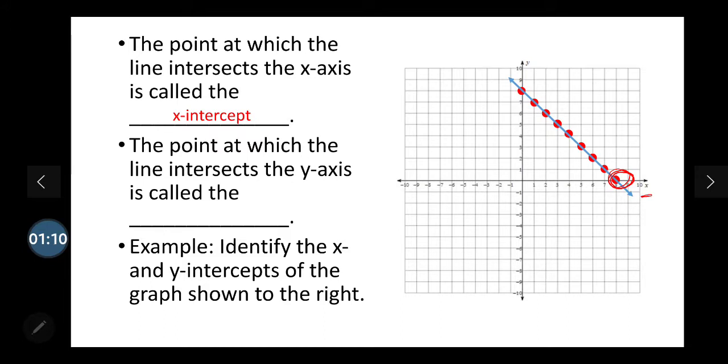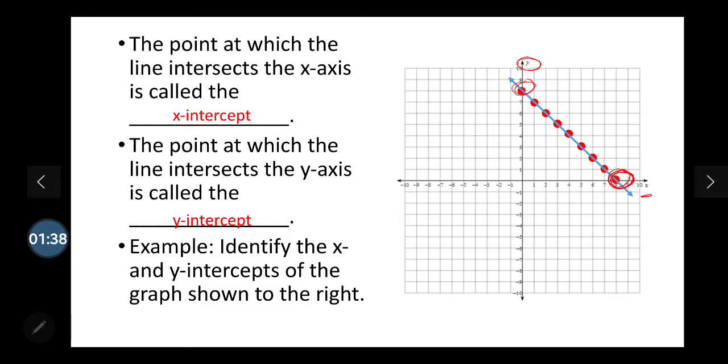Okay? The point at which the line intersects the y-axis is called the y-intercept. And that would be this point here. Well, there's the y-axis, so my y-intercept would actually be that point right there. So it says, example, identify the x and y intercepts of the graph shown to the right.